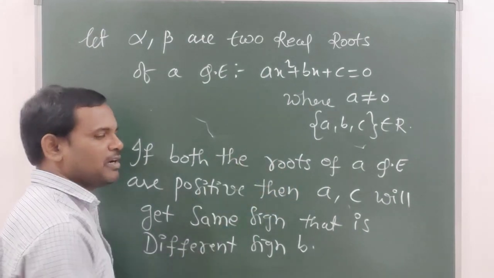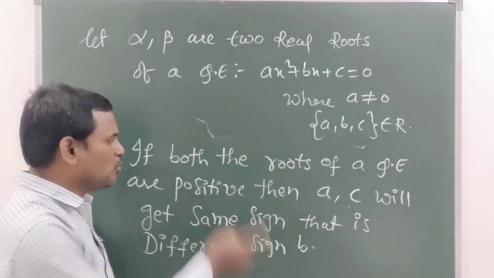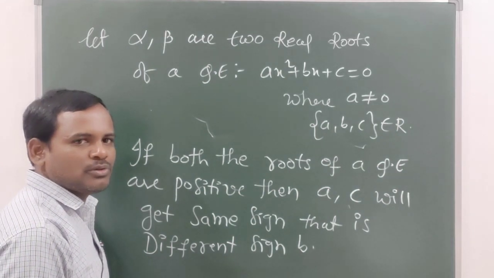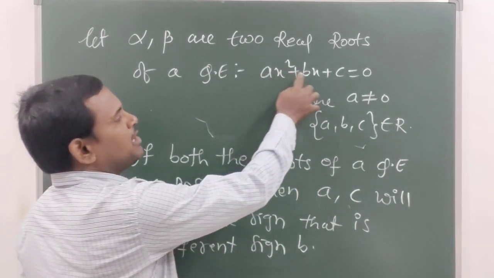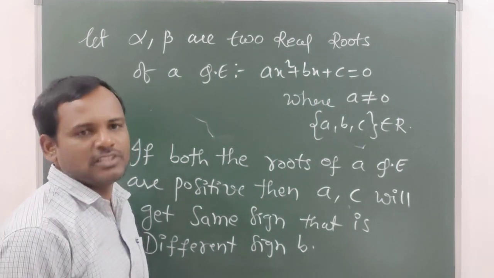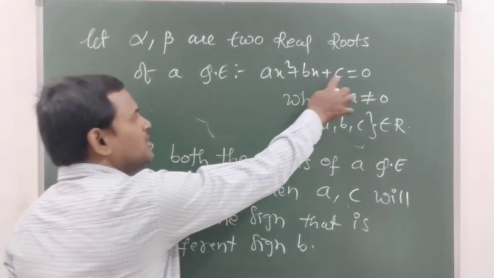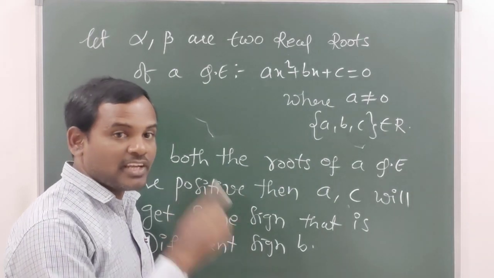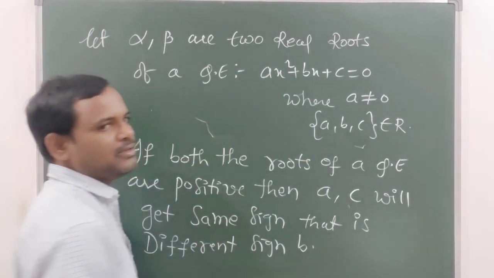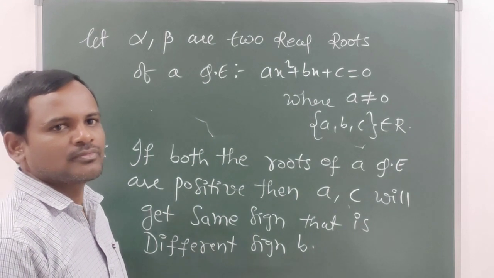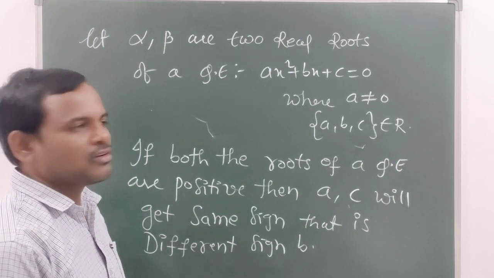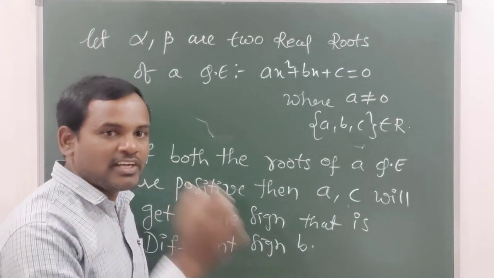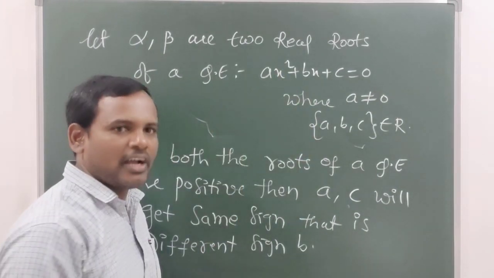See, observe this point carefully. If both the roots of the quadratic equation are positive, then comment on the signs of a, b, c. A and c will get same sign. That sign is different than b. Okay? Why will a and c get the same sign? Why is that different than b? I will explain you now.